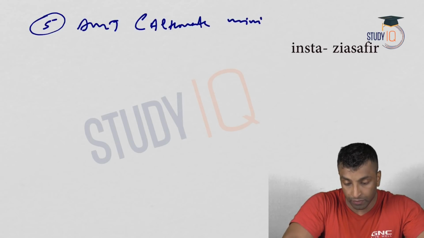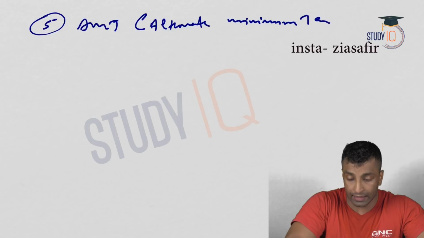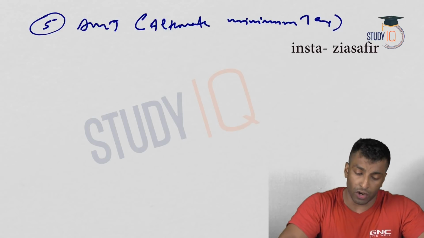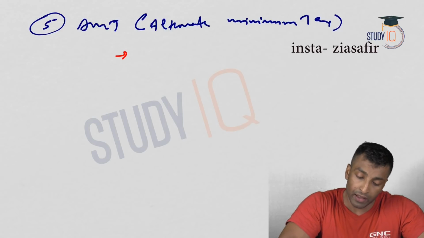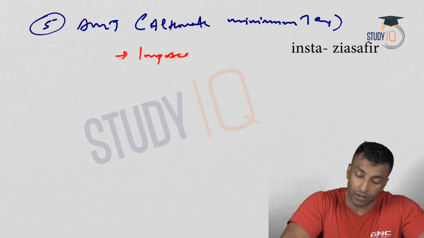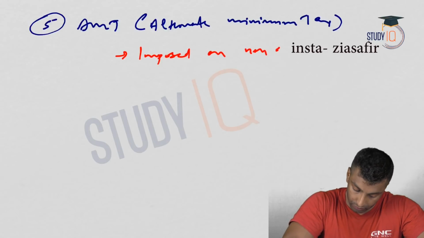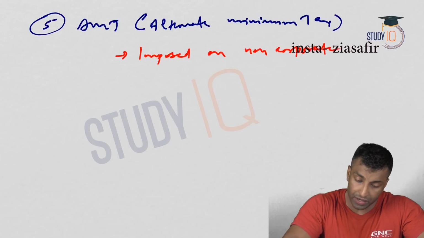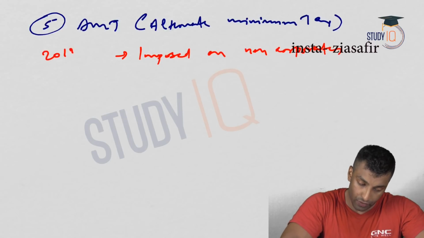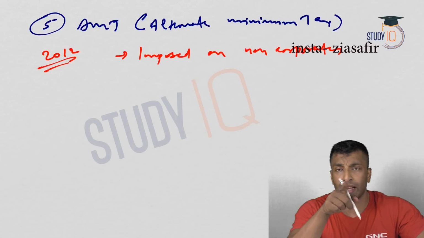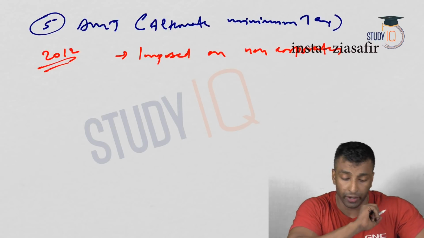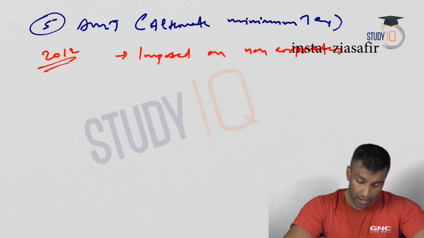Alternate minimum tax. See, it is actually imposed on non-corporates. Let me write it down, then we'll explain. Imposed on non-corporates. It was introduced in 2012. The MAT was introduced in 1996. I hope I have told that point. So it was introduced in 2012.